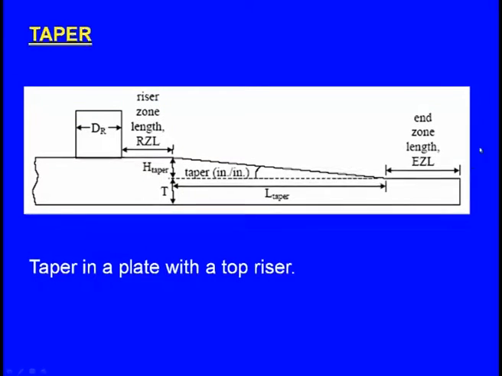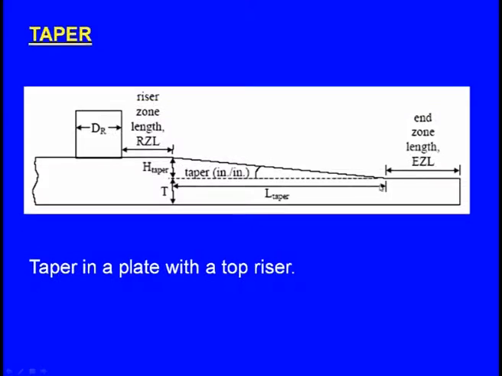Now, here we can see this is the end zone length, the end effect, and this is the riser zone length, right, and here a taper is given. Because of this taper, the efficiency of the riser will certainly improve.